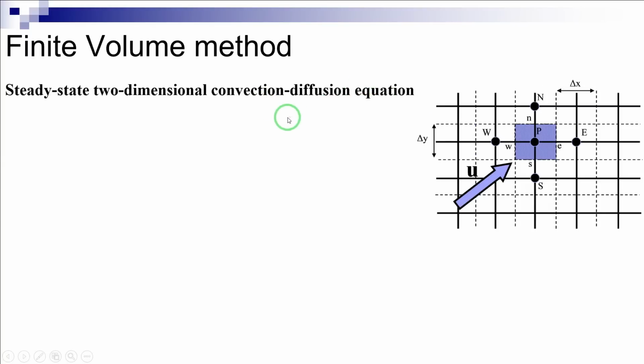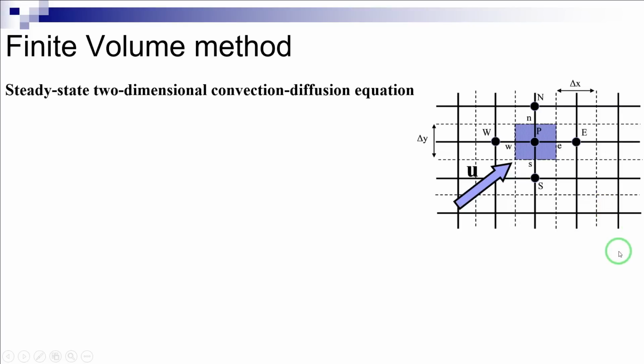In this section, we are going to study the steady state convection diffusion process in two-dimensional mode and discuss the accuracy of the two methods introduced earlier, the central differencing and the upwind schemes. For this purpose, we are going to use the two-dimensional uniform Cartesian grid as shown here in this figure.